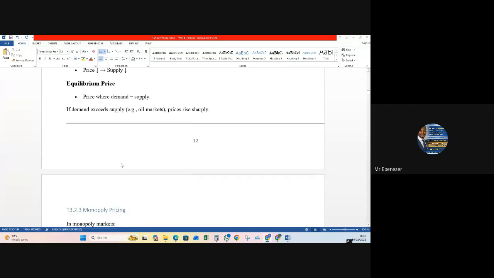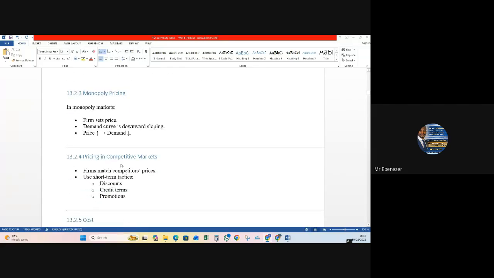So that's it. Now, we have the monopoly pricing. Right? Now, the monopoly pricing is that in a monopoly market, we have only one person in the market, right? And here, the firm will set the price. Demand curve is always downward sloping. And of course, an increase in price will reduce the quantity that will be demanded. The higher the price, the lower the quantity that will be demanded, of course. So which means they follow the law of demand also in the monopoly market, even though you are the only one there, right?